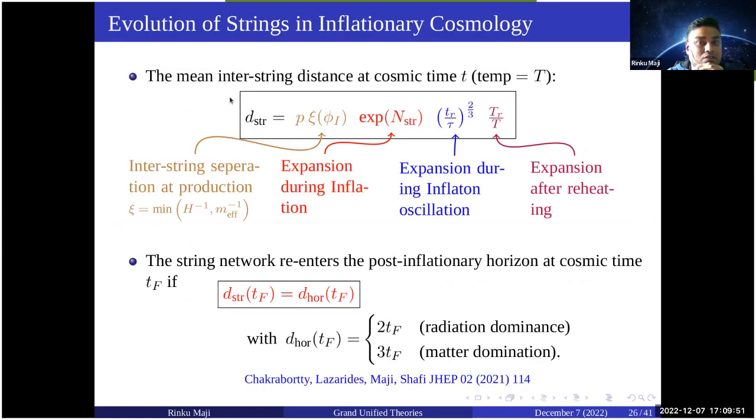Now the interstring separation during production will be given by this factor. Here again, xi is the correlation length, which we assume is the minimum of the Hubble radius or the correlation length of the scalar that breaks the symmetry. It is further expanded during inflation by this factor, and this factor after inflation, and this factor after the reheating. Now the strings can re-enter the post-inflationary horizon after a cosmic time, if the string separation becomes the particle horizon at that time, which will be of the order of the time scale.